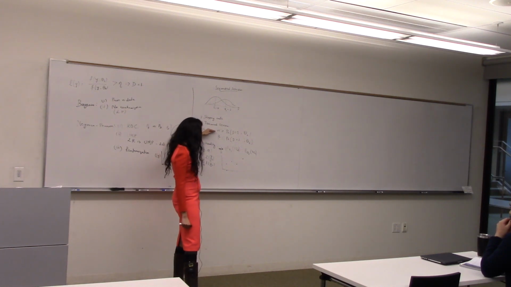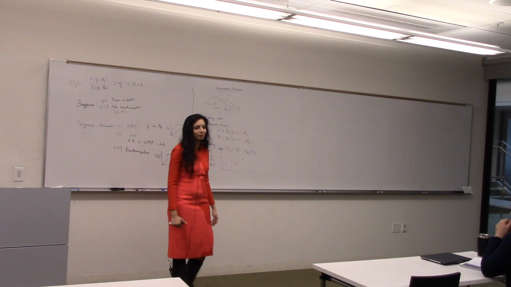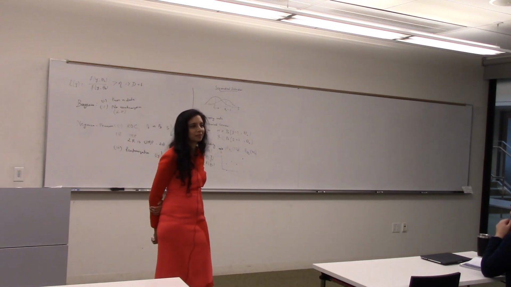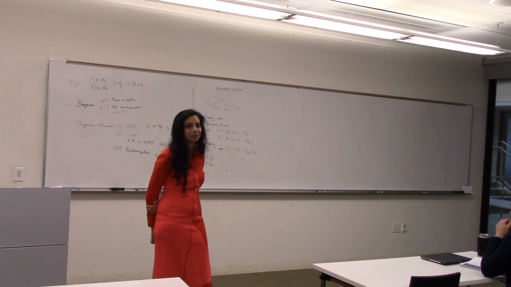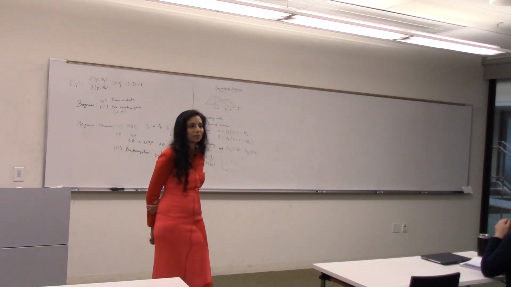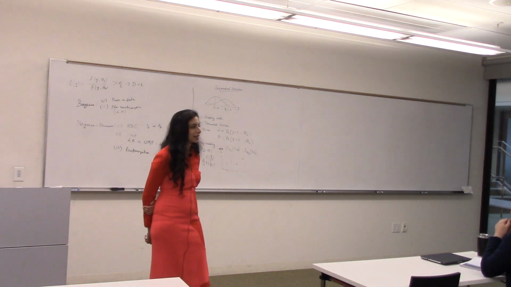In Neyman-Pearson, alpha is given, but beta is optimized, and the number of samples is fixed. Whereas here, both alpha and beta are fixed, and the number of samples is a random variable. So how do you think I should design my stopping rule?